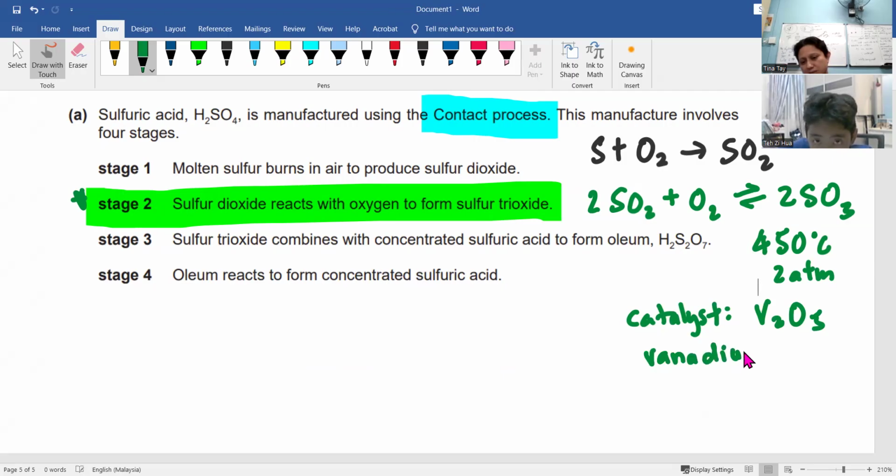vanadium 5 oxide. Okay, vanadium 5 oxide.